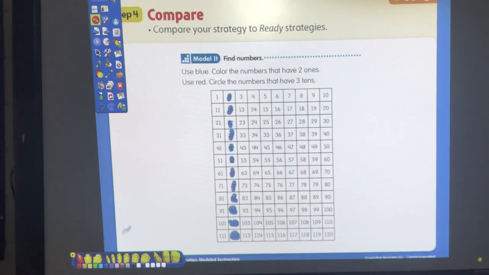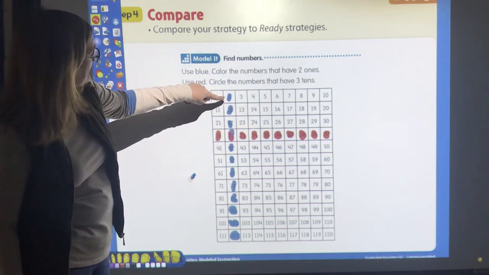All right, it tells us to use red and circle the numbers that have three tens. So I've got to find my tens. I know 31 has three tens. Here's another number with three tens. Instead of circling, I'm just going to color over mine. Hey, this one has three tens. My tens is not changing, is it? On this row, it looks like my ones are changing, aren't they?